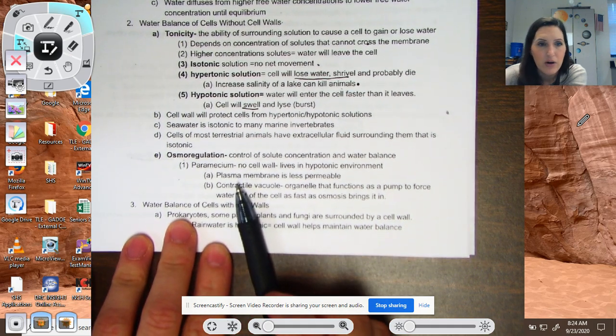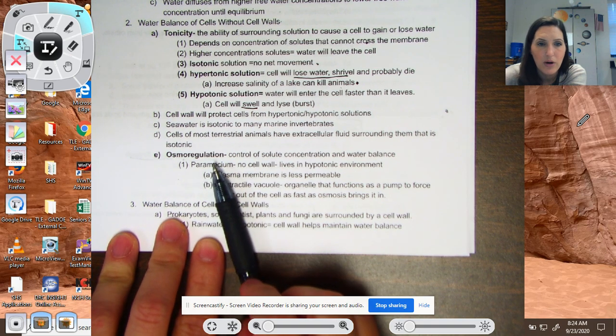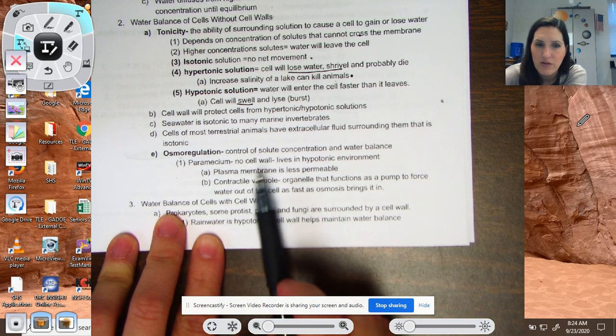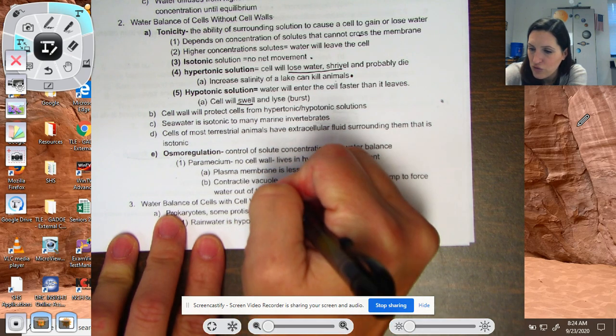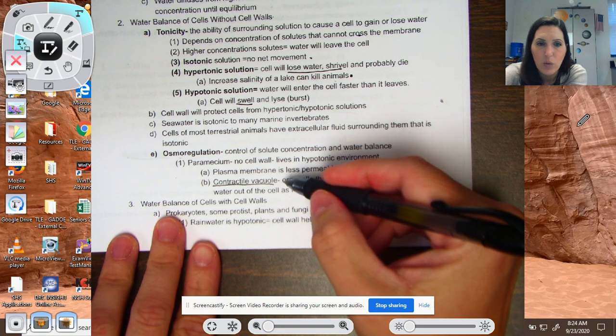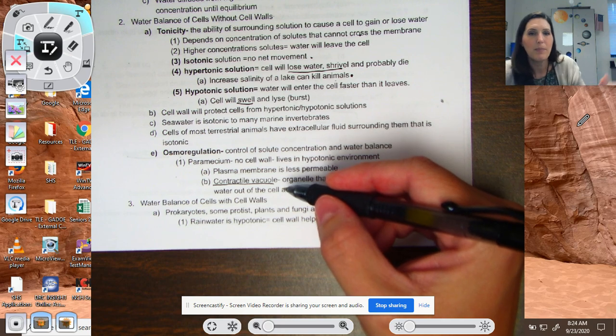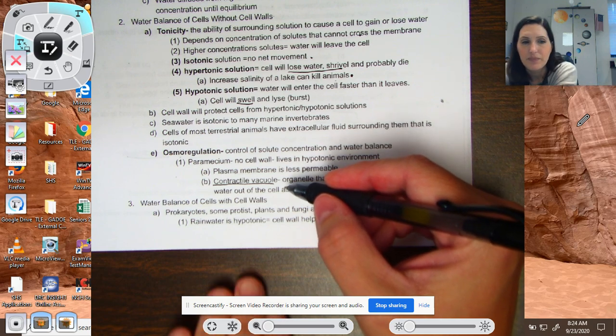Our protists are going to have to do osmoregulation, which means they regulate the water. Paramecium have this cool organelle called the contractile vacuole. And what that does is it squirts the water out. So it's regulating. So when the cell fills up, it starts to pump it back out.